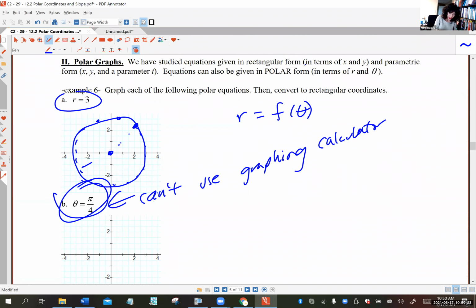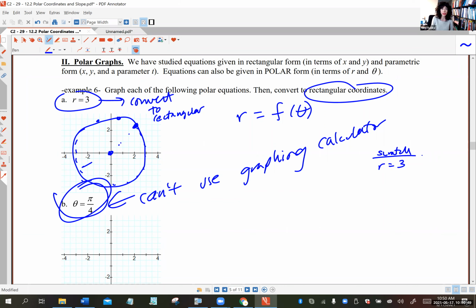I forgot to convert to rectangular on that last one, so let's do that. How do you convert to rectangular? This time I'm not converting a point, I'm converting an equation to an equation. Here's my little scratch: r equals 3. You use the conversion formula. Remember, r is the same as the square root of x squared plus y squared. So you substitute and then square both sides.